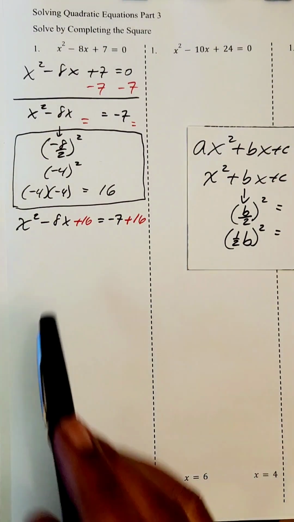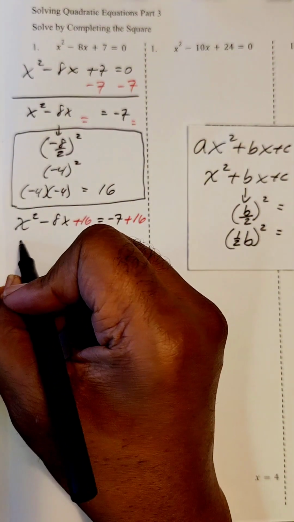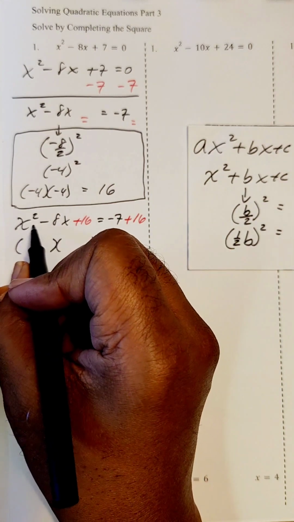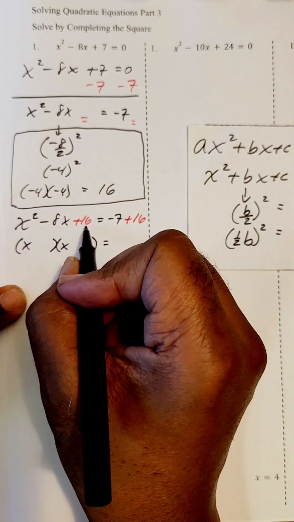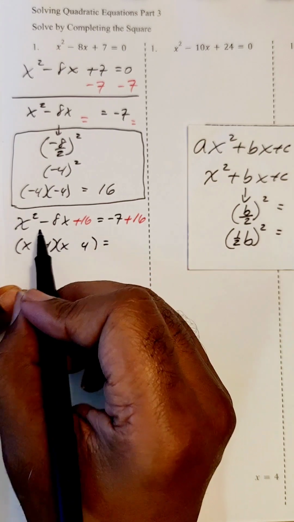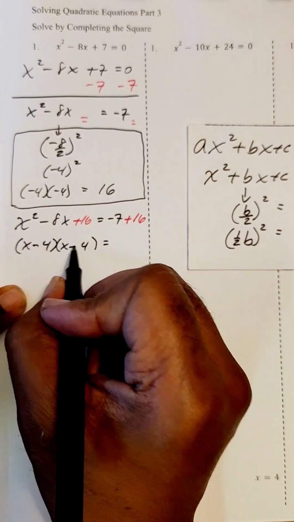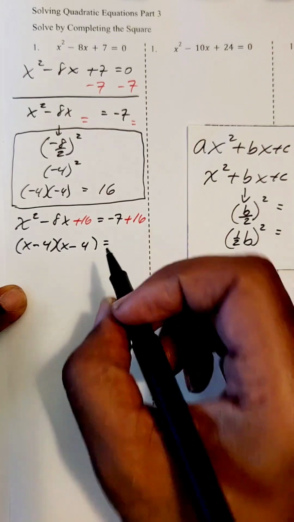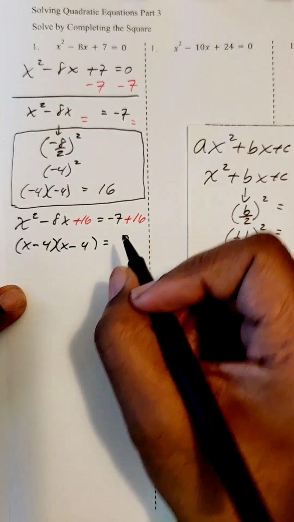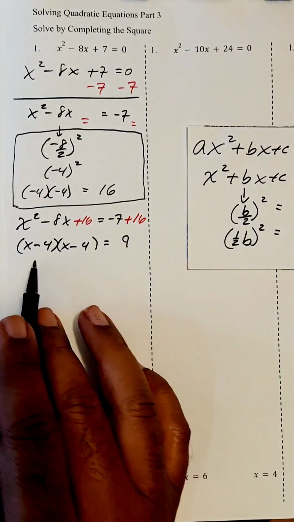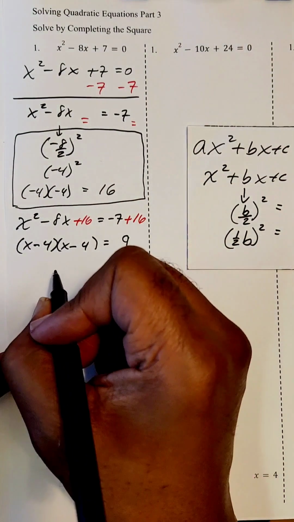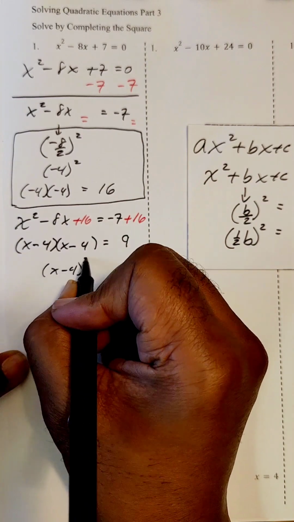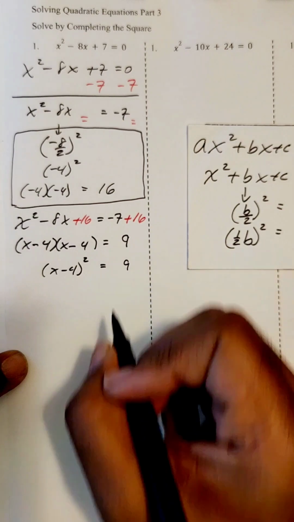Okay, now this will factor into two binomials. X squared factors into x times x, 16 factors into 4 times 4, and to get a negative 8, you have to have negative and negative. A negative 7 and a 16, that ends up being a 9. Okay. Now I'm going to collapse these two into one exponential, and this will be x minus 4 all to the second power. That equals 9.